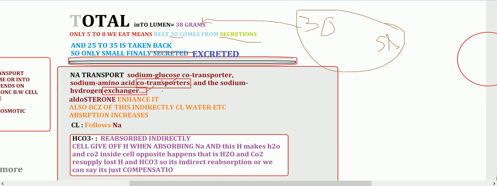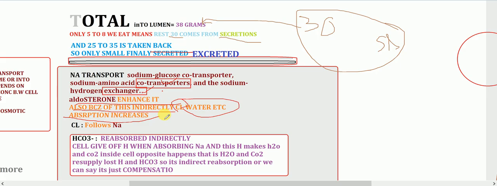How is it doing that? Let's talk about it. It's really quite interesting. Aldosterone enhances it. Because of this, indirectly, chloride, water, etc. absorption increases, because everybody knows that chloride and water are big fans of sodium. So wherever the sodium goes, the chloride and water follow, because they constantly chase the sodium. So aldosterone is enhancing indirectly the chloride and water reabsorption as well. Directly it affects sodium reabsorption, but indirectly water and chloride.